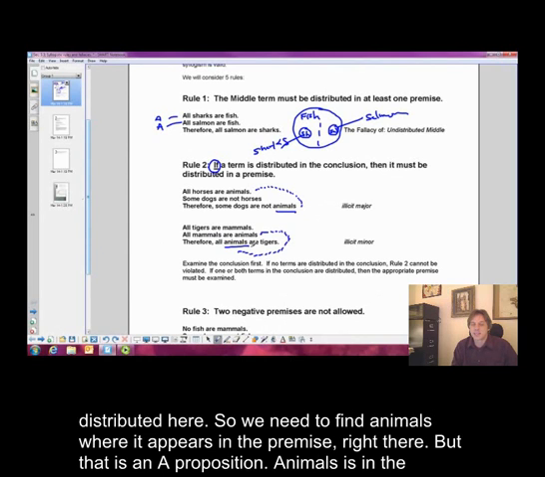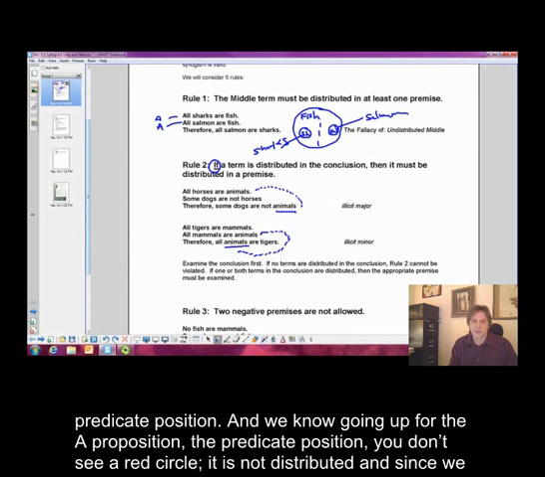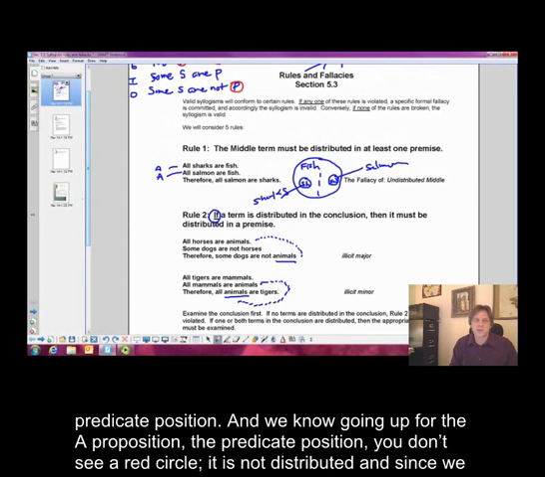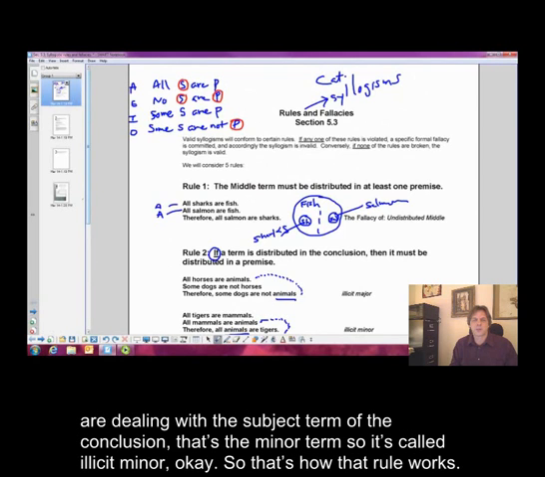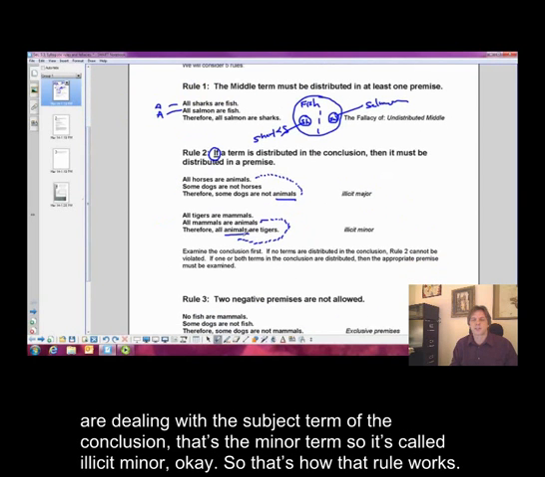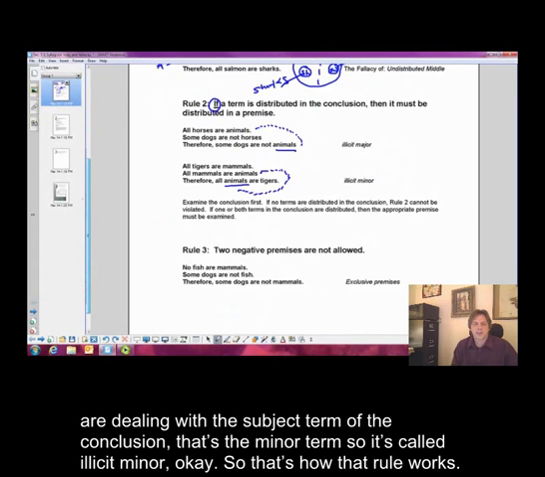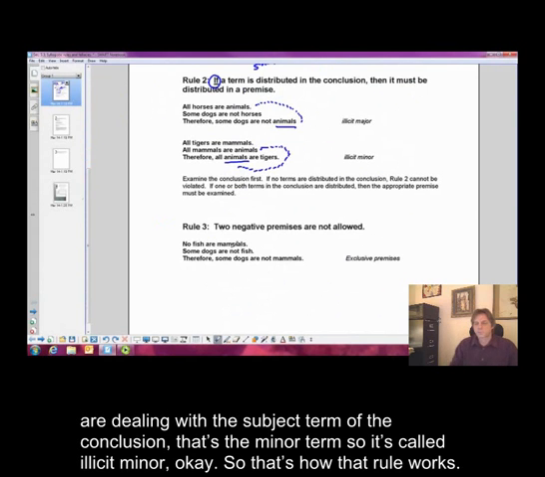But that is an A proposition. Animals is in the predicate position, and we know going up, for the A proposition, the predicate position, you don't see a red circle, it is not distributed. And since we are dealing with the subject term of the conclusion, that's the minor term, so it's called illicit minor. Okay? So that's how that rule works.